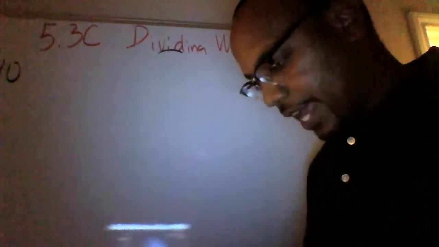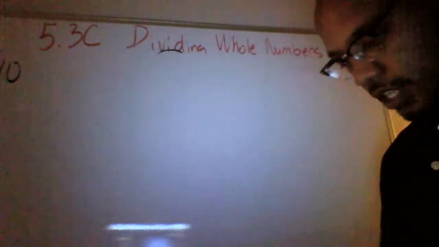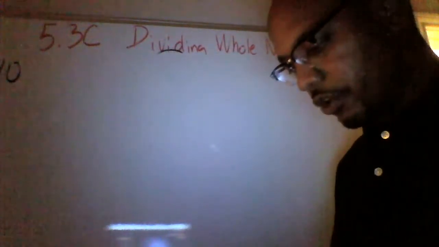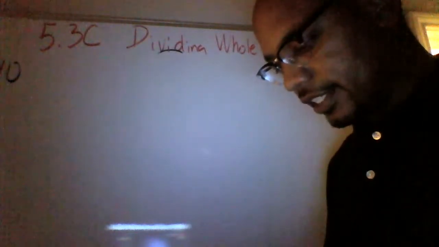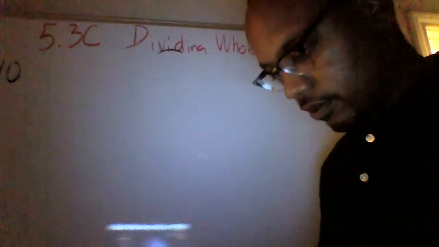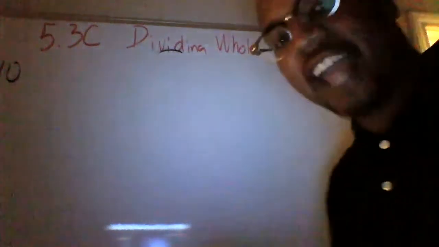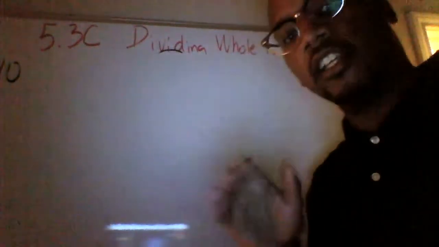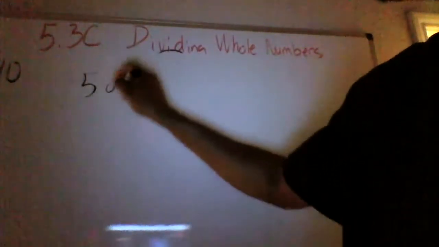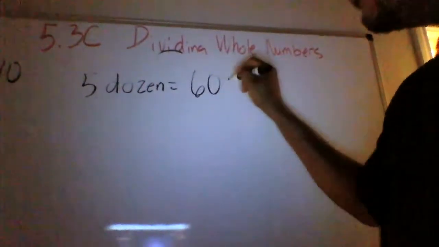A teacher baked 5 dozen cookies for 16 students in her class. If the teacher divided the cookies equally amongst her students, how many cookies did she give each student? All right. So what happens is she has 5 dozen cookies. That's not 5 cookies, 5 dozen. 5 dozen cookies equals 60 cookies.